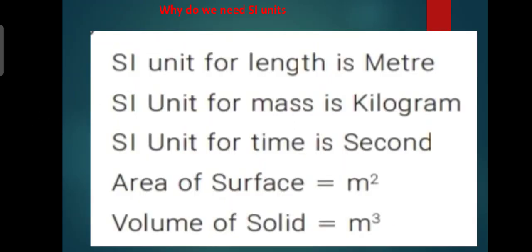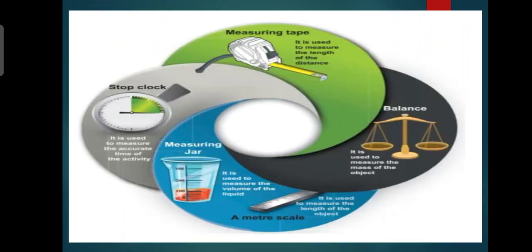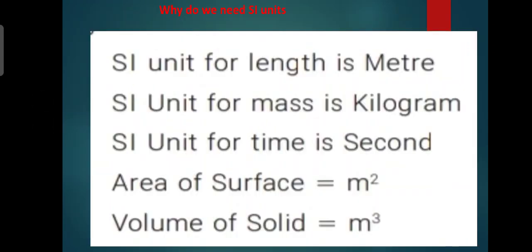Now move on. Why do we need SI units? For the sake of uniformity, scientists all over the world have adopted a common set of units to express measurement. The system is called the International System of Units, or SI units. The SI unit of length is meter. The SI unit of mass is kilogram. Mass means weight. The SI unit for time is second. The area of a surface is in meter square. The volume of a solid is in meter cube.